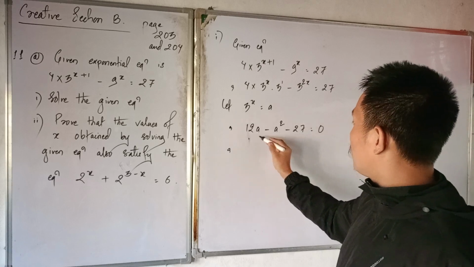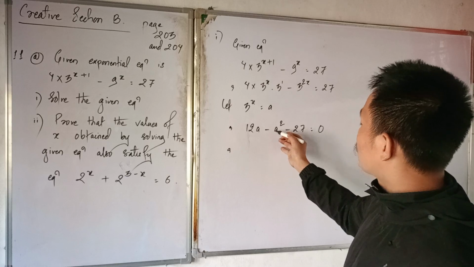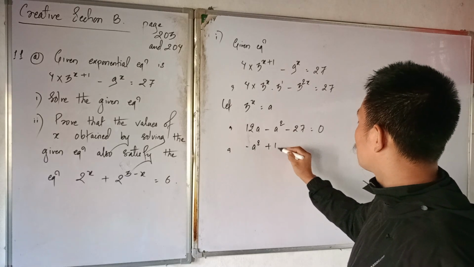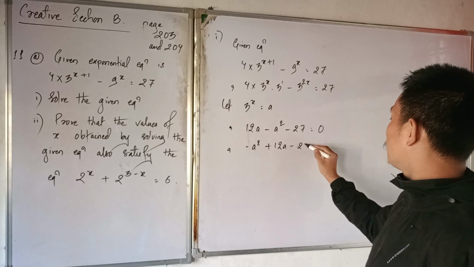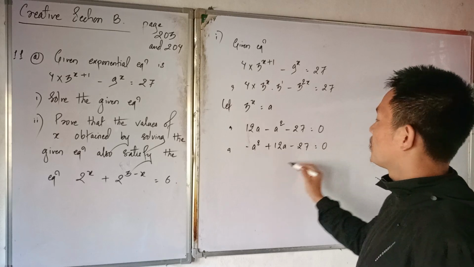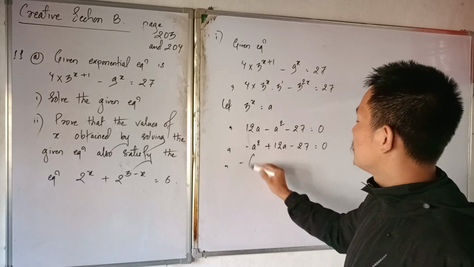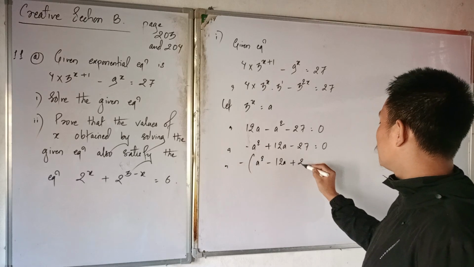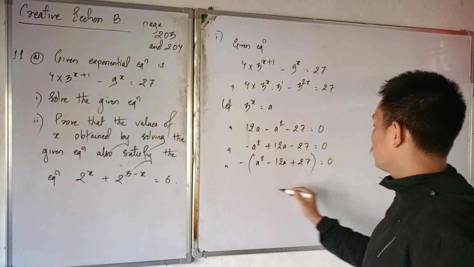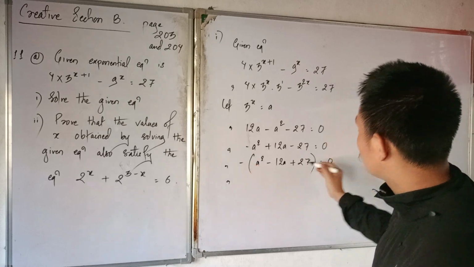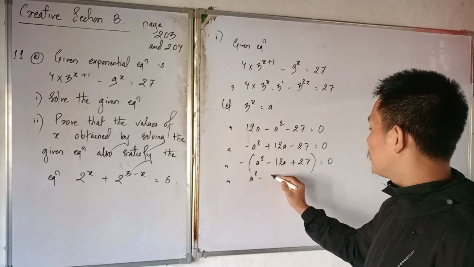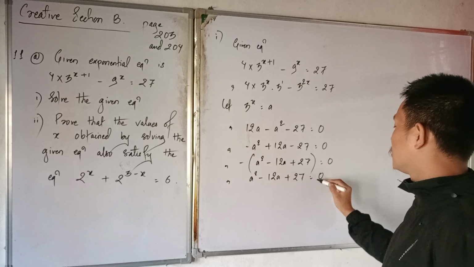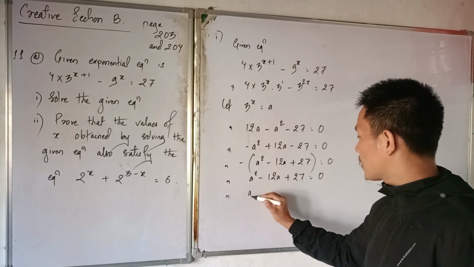Try to put this in general form: minus a square plus 12a minus 27 equals to 0. Now take the minus common here: a square minus 12a plus 27 is equals to 0. Now the minus disappears with 0, and the remaining is a square minus 12a plus 27 equals to 0. Now we just factorize this.